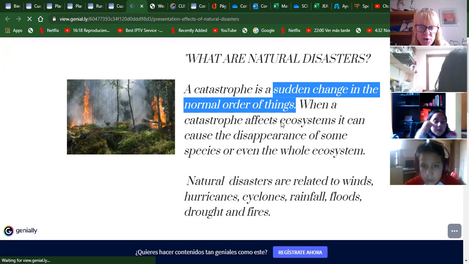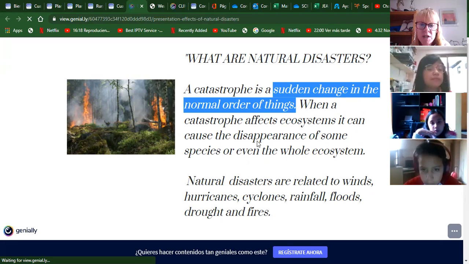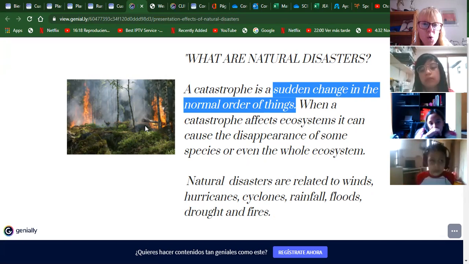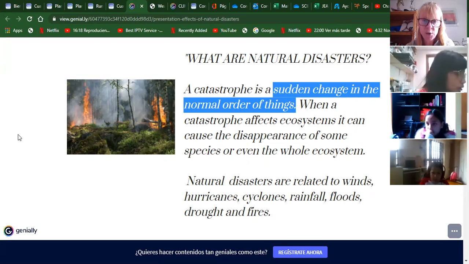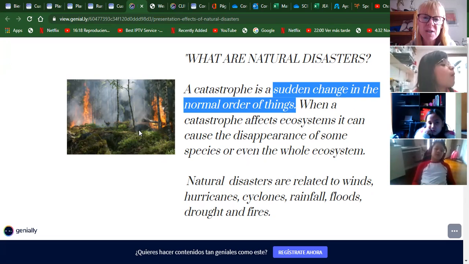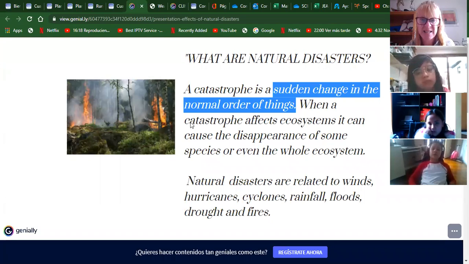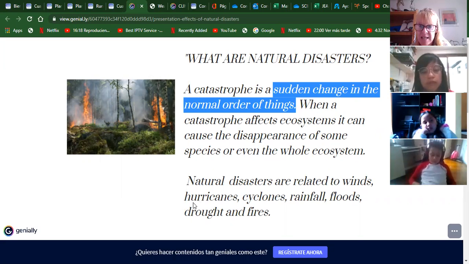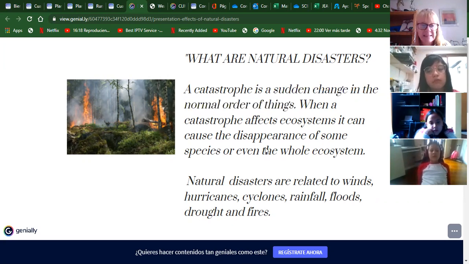When a catastrophe affects ecosystems, it can cause the disappearance of some species or even the whole ecosystem. For example, a forest fire can be so bad it can destroy this ecosystem, if it's that bad, or it can also cause the disappearance or extinction of some species, okay, which is why we call them disasters, catastrophes, because they are. Now, natural disasters are related to winds, hurricanes, cyclones, rainfall, floods, drought, remember drought, sequías, and fires. Let's have a look.